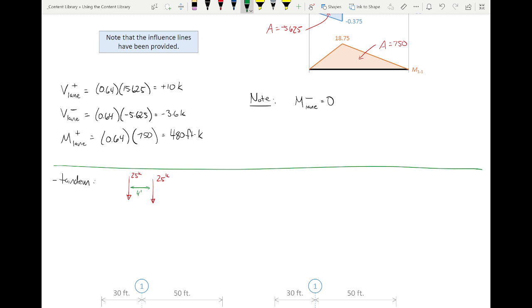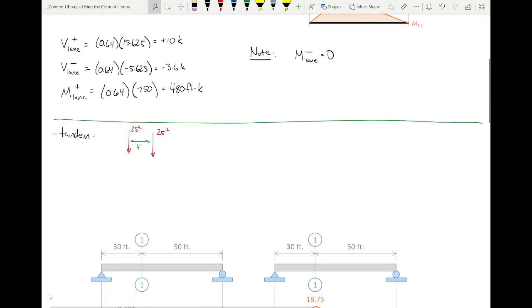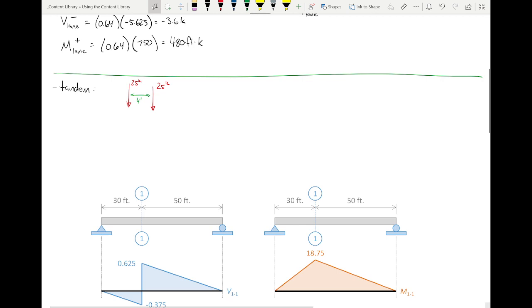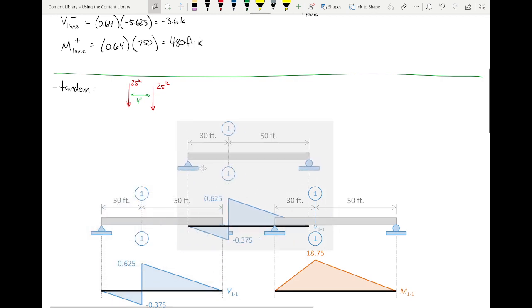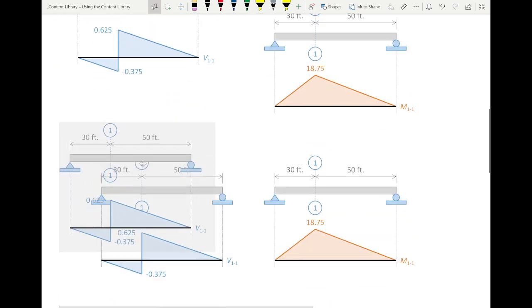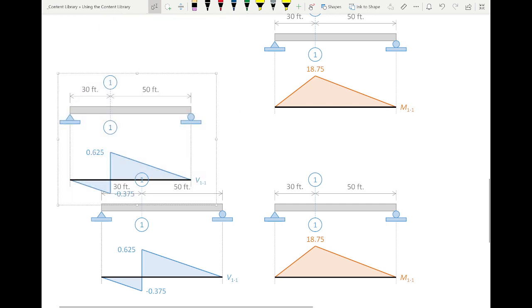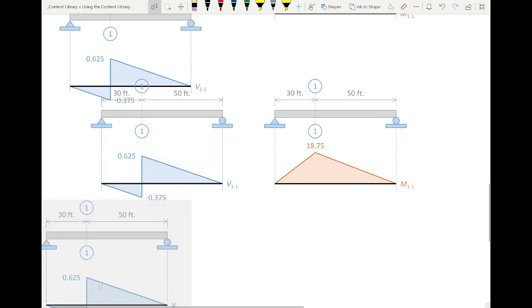So with shear, notice how I got kind of lazy and I copied a bunch of these. Let's do this one first. Hold on, let me try something. Oh, that's not going to work. Let's start with this. Let's start with that. Sorry. I made a bunch of copies of these because I'm lazy.